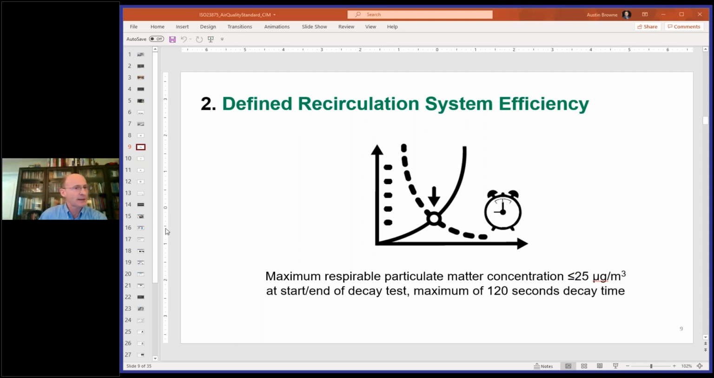But that is a unique aspect of the standard, that we are measuring in a performance test how quickly the particles are stripped out of the air that are brought in the cab by the operator. Next slide.